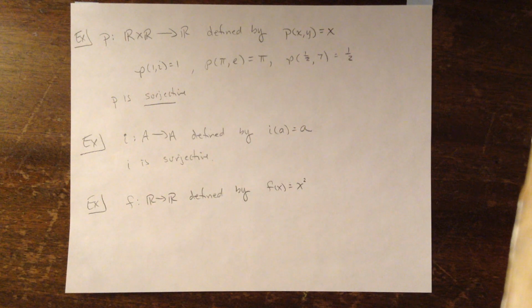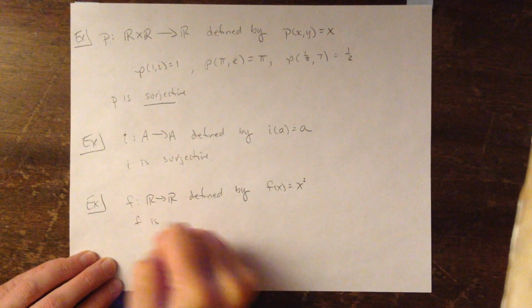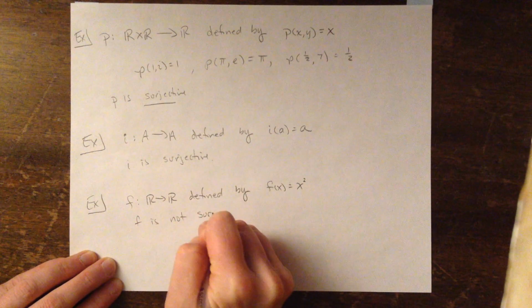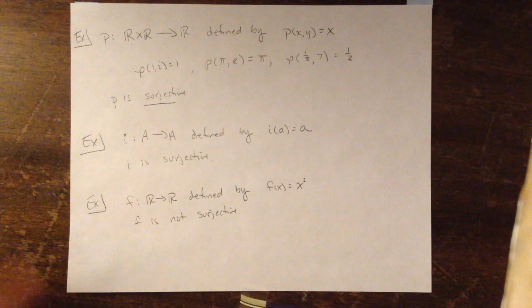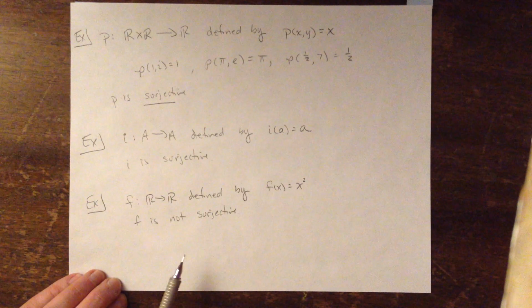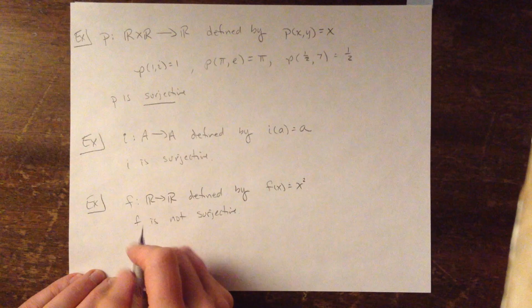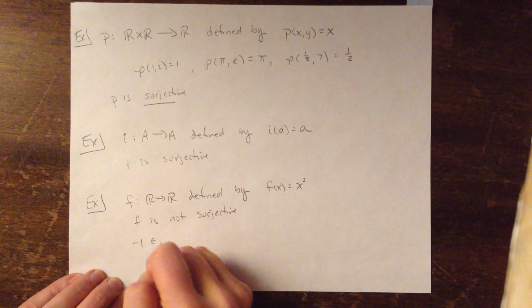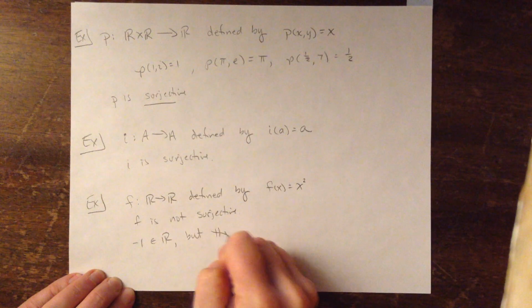I'm giving you a second to think about it. This one is not surjective. How do I know? Well, because I can come up with an element in here, and I don't need a lot, I only need one. So I can come up with an example of an element in the reals that has nothing sent to it by this function. So if I want to justify this, -1 is in the reals, but there is no x.